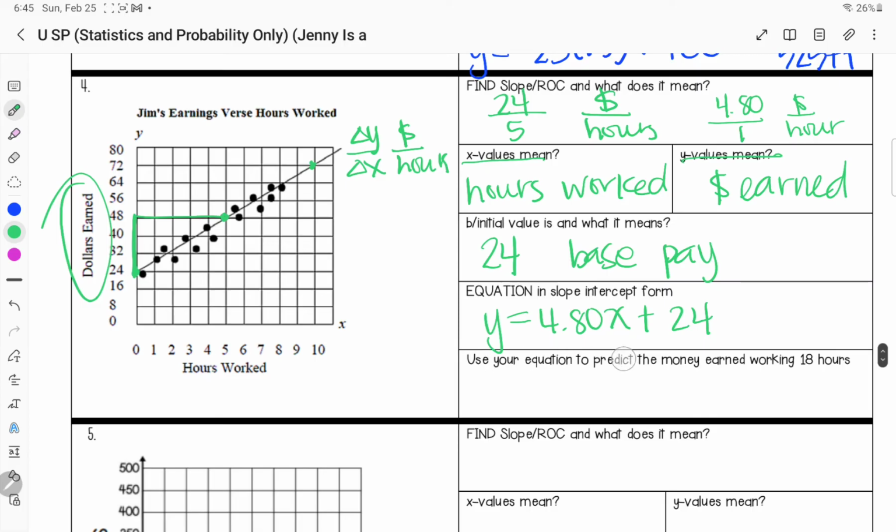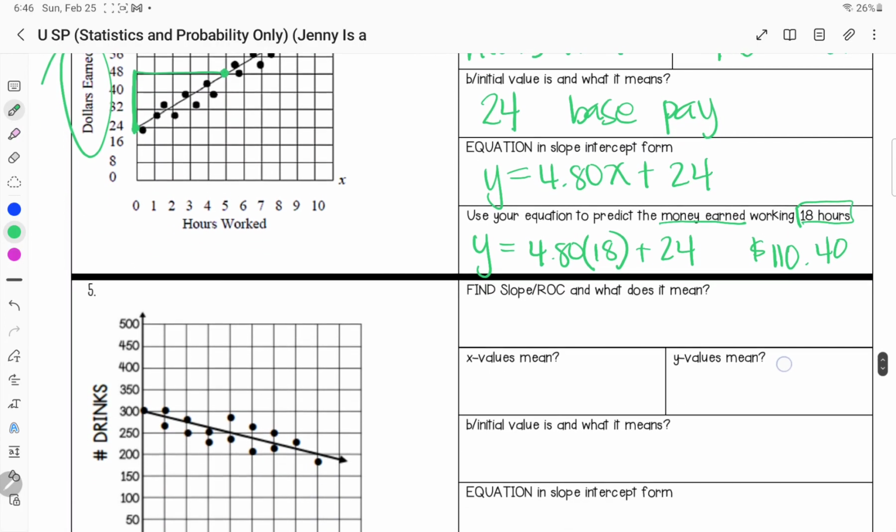So it says, use your equation to predict the money. So I'm missing money, but I have my hours. So it would still be y equals $4.80 times my hours, because x represented my hours worked. And I'm going to add on that $24 I get just for showing up to work. So 4.8 times 18. So if you worked for 18 hours, you make $86.40 plus you get $24 as a base. So your total money here would be $110.40. All right, try number 5 on your own.